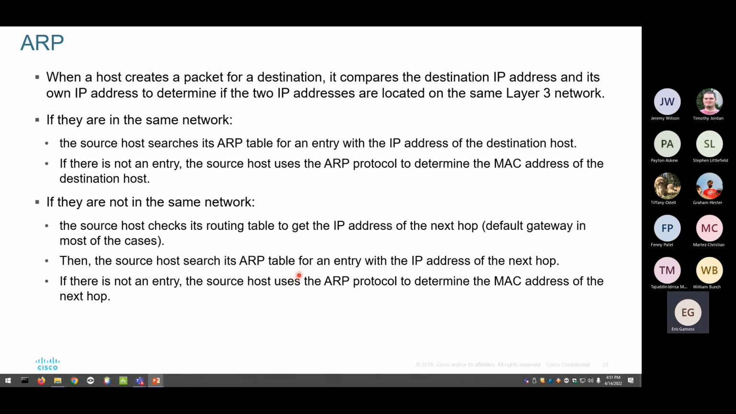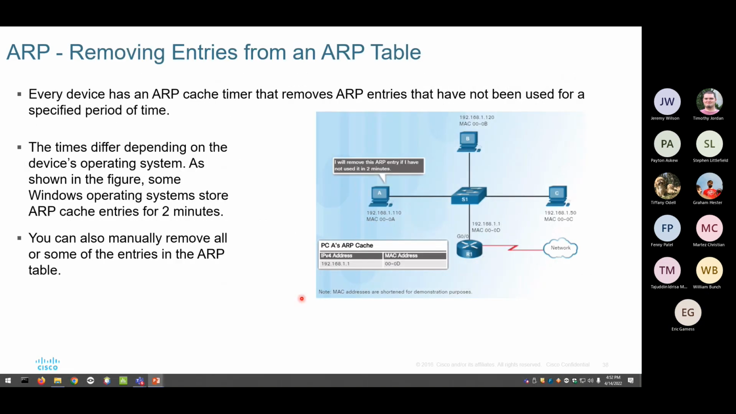If I don't have an entry in my ARP cache, I have to resolve the IP address of the next hop into a MAC address. For that, I'm going to use the ARP protocol. So I will send an ARP request to the default gateway to resolve its IP address into a MAC address. And the default gateway or the next hop will answer with an ARP reply. So with this information, I will be able to add an entry in my ARP cache, and I will be able to communicate with this device.